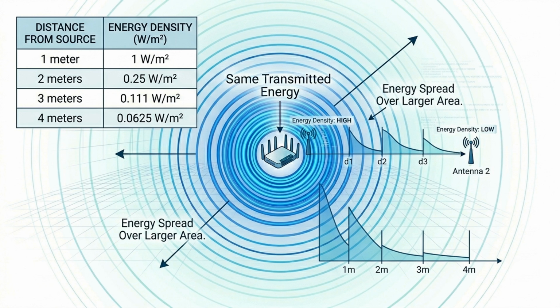At 1 meter distance from source, the relative power density is 1 watt per square meter. At 2 meter distance from source, the relative power density is 0.25 watt per square meter. At 3 meter distance from source, the relative power density is 0.111 watt per square meter. At 4 meter distance from source, the relative power density is 0.0625 watt per square meter.